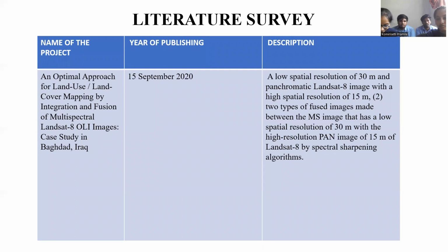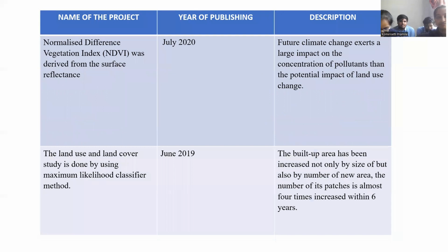In the literature survey, we have considered the first project as an optimal approach for land use and land cover, which uses a recommended image fusion technique. It consists of 2 images, one with high resolution and the second one with low resolution. We combine them both, and it will give us the required image. Area derived from the surface reflection. Further, climate changes have a large impact on the concentration of pollutants, as do land use and land cover changes.